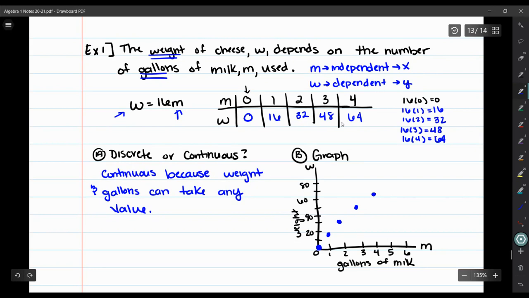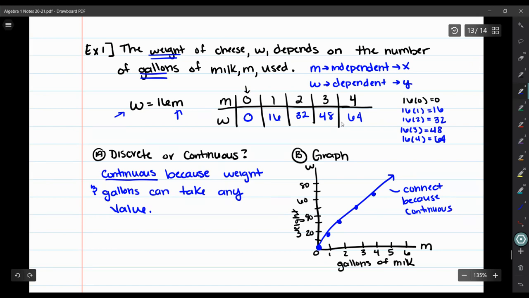Now, the question is, do we connect them or do we leave them as data points? Because we said this is continuous, that means this needs to be connected together in a line. So connected because it's continuous.